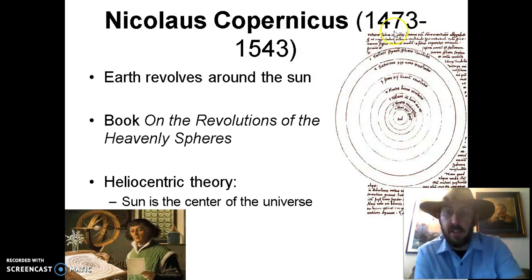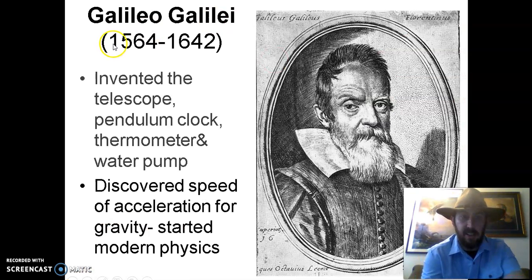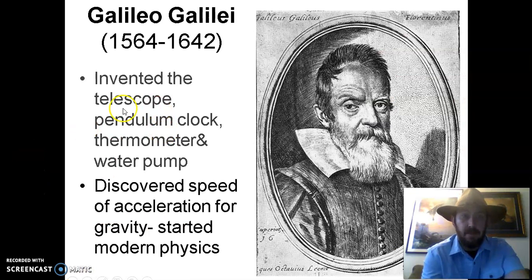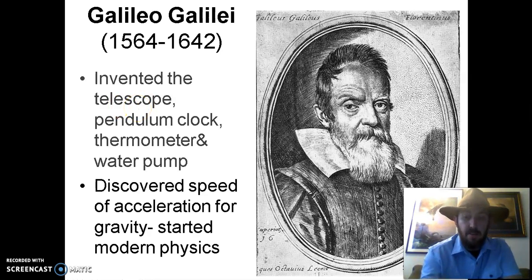Notice Copernicus, 1473 to 1543. Later, Galileo, 1564 to 1642. The telescope to observe what Copernicus said the universe looked like. And also the telescope became important for exploration because the telescope became the looking scope that the guys on the ships would use to look for land and stuff like that.